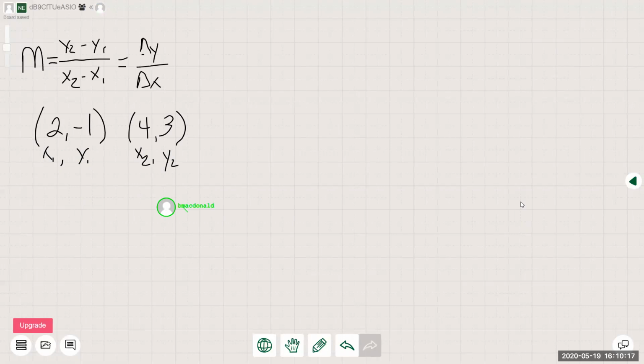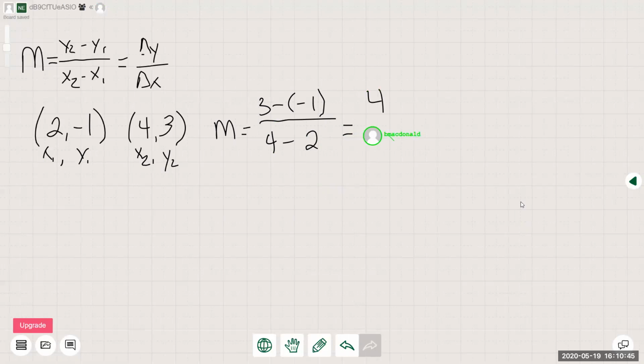So it starts with m equals y2 minus y1. Well, y2 is 3, and y1 is a -1. And then on the bottom we have x2 minus x1. So our x2 is 4 minus x1, which is 2. So then we have 3 minus a -1, which is a 4, and 4 minus 2, which is 2. So then we can divide that out. So 4 divided by 2 is 2. So we have a slope of positive 2.